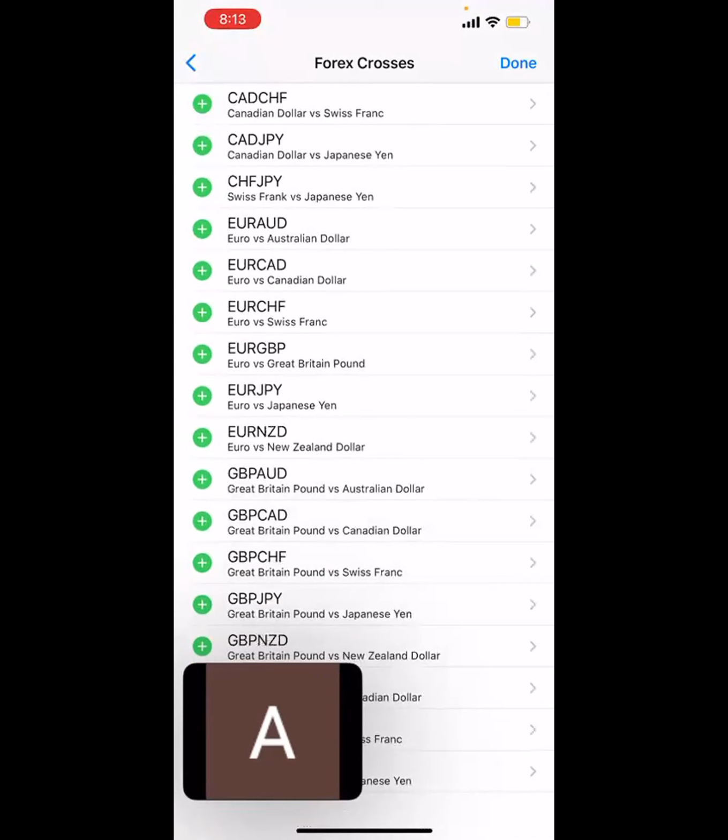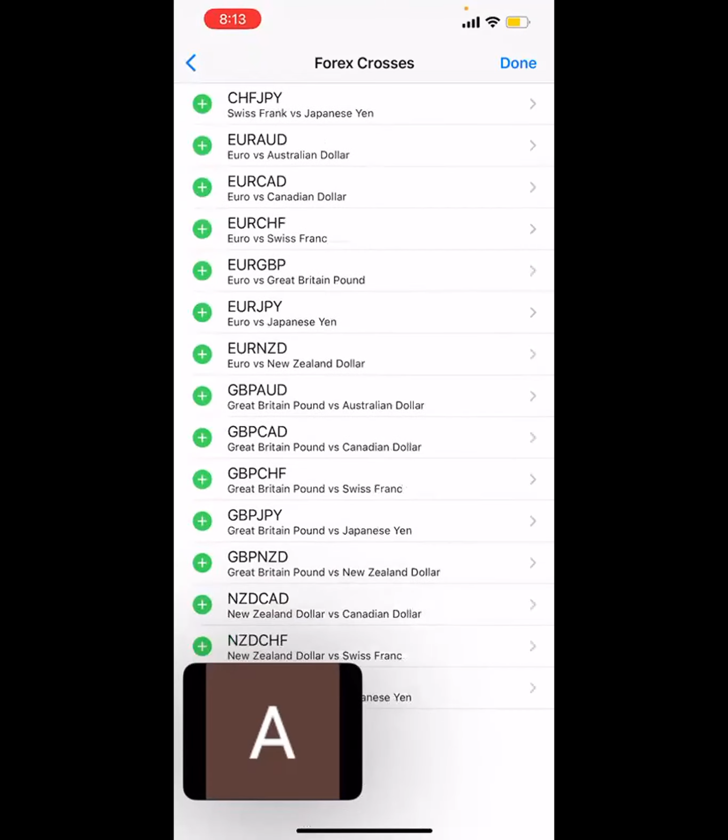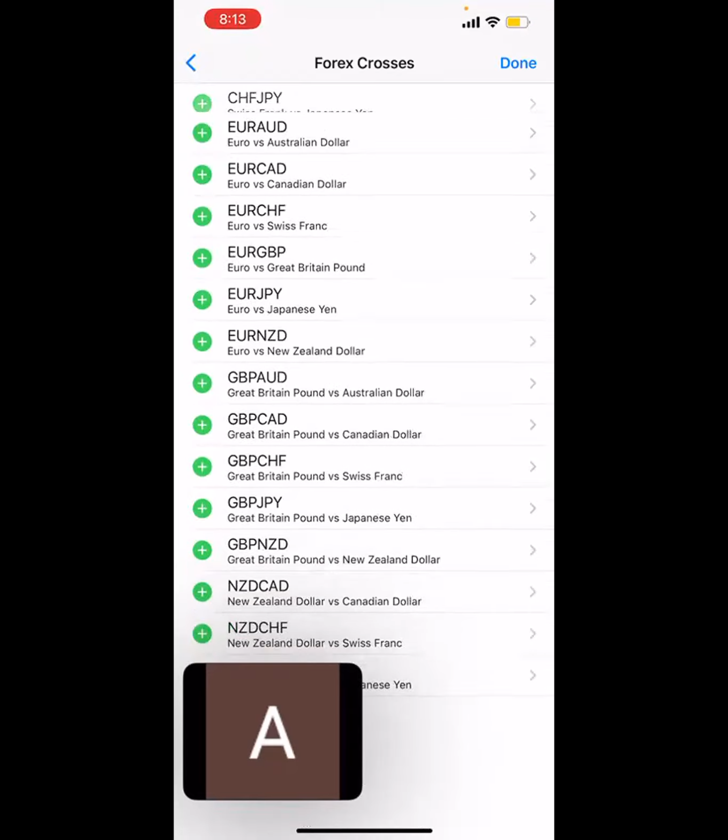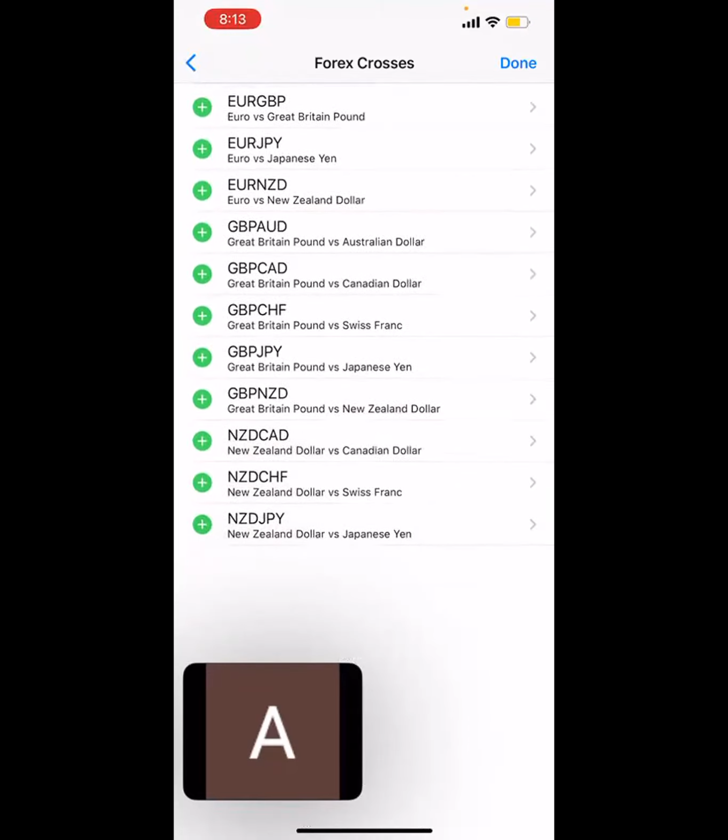Good. Keep tapping. Do I do Canadian, Swiss? Yes. We are going to trade all of them. These are all Forex pairs. So yes, add them all. Everything, yes.